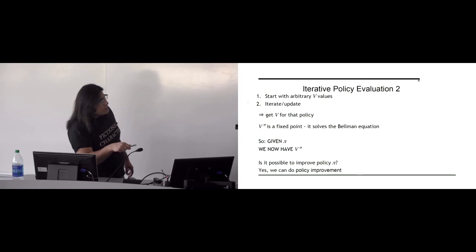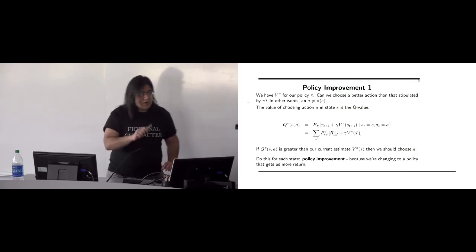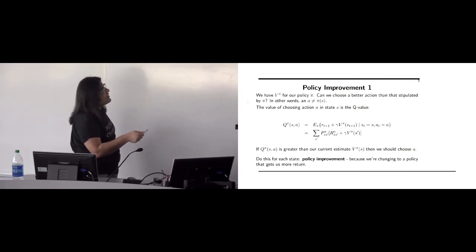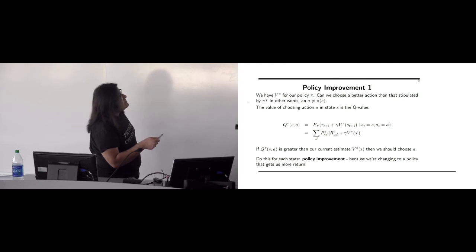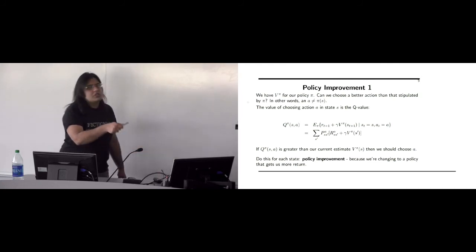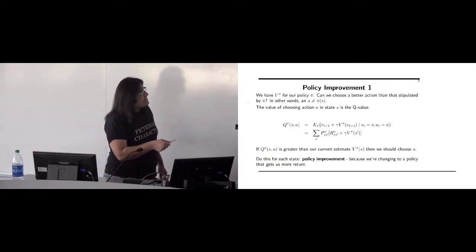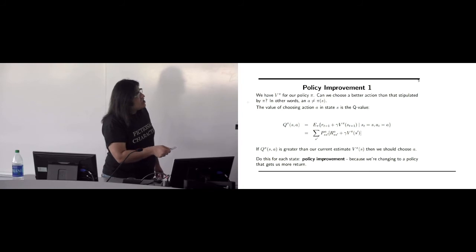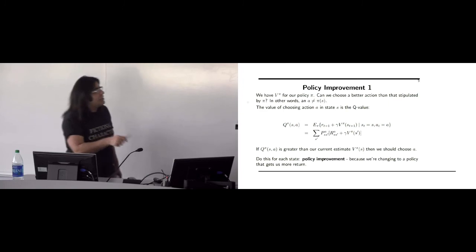Is it possible to improve policy pi? Yes, we can do policy improvement. This is what we discussed so far. Now, we have v pi for our policy pi. Can we choose a better action than that stipulated by pi? In other words, an a which is not equal to pi of s? The value of choosing action a in state s is the Q value, right? This is the definition of the Q function or Q value.